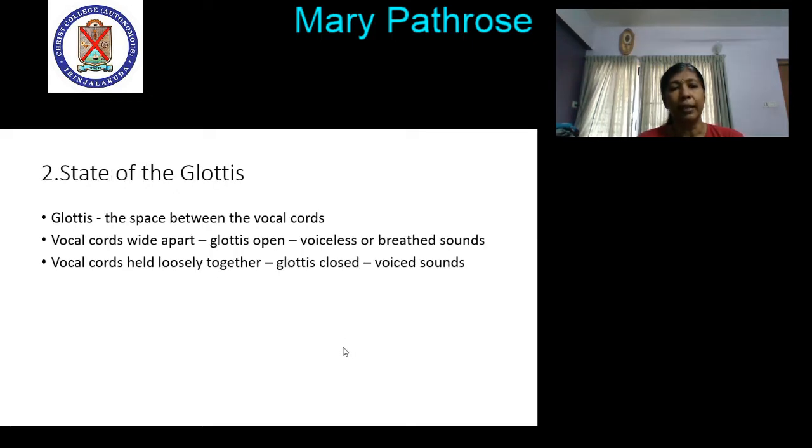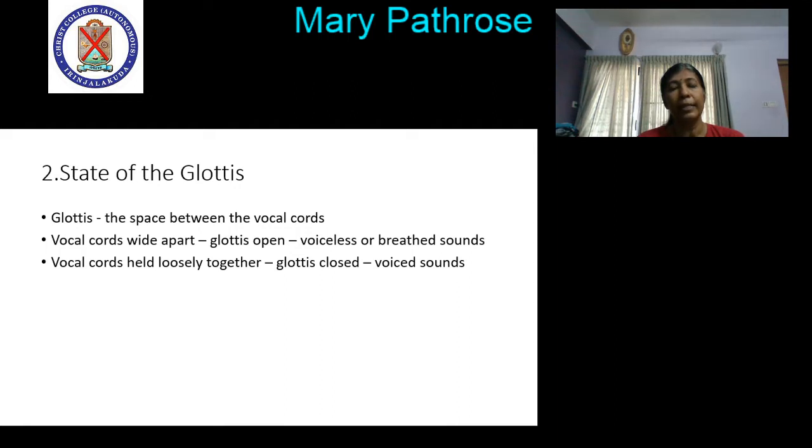Moving on to the second criterion, the state of the glottis. The glottis is the space between the vocal cords. It is possible to have two types of sounds based on the state of the glottis, that is, voiceless or breathed sounds and voiced sounds.